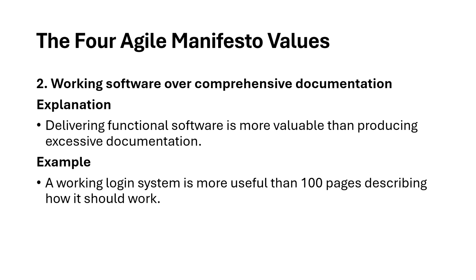The second is working software over comprehensive documentation. As we have seen in the traditional development models, documentation is given very high importance. But over here, the Agile Manifesto says that delivering functional software is more important than creating excessive documentation. Yes, documentation is still important, but the main goal is to produce software, not the document. We need the software that actually works.